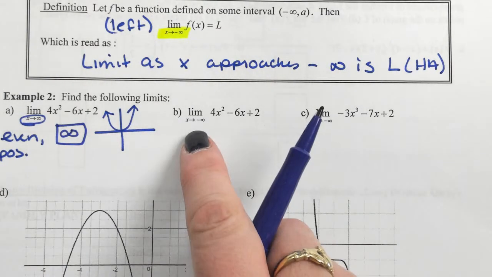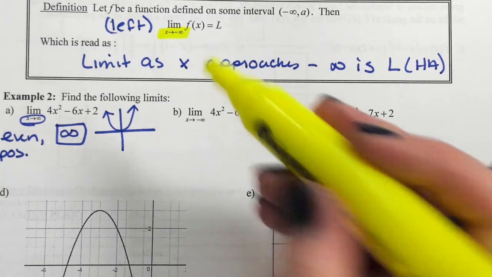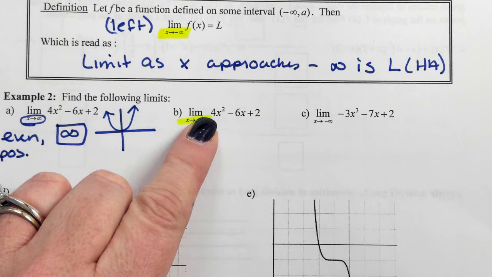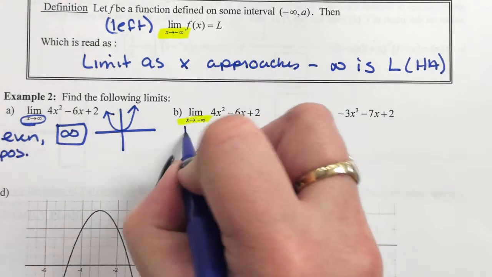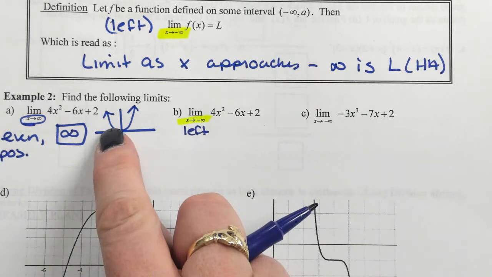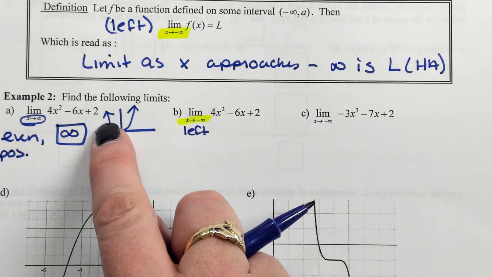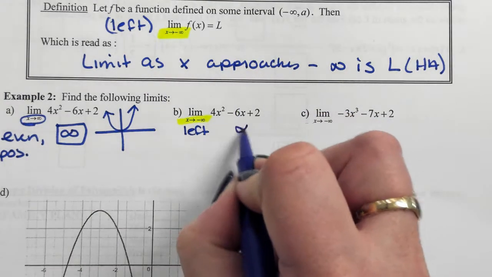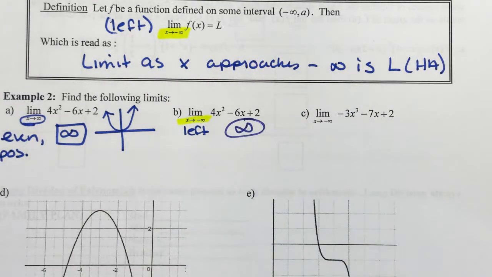So now let's take a look at the limit as x approaches negative infinity. What side of the graph am I looking at? The right or the left? The left. Well, I've already done a, and b has the same function. So what's happening on the left-hand side of this graph? It's approaching positive infinity. So any questions on how you find the limit? If the graph isn't given to you, sketch it. You're looking at the end behavior.